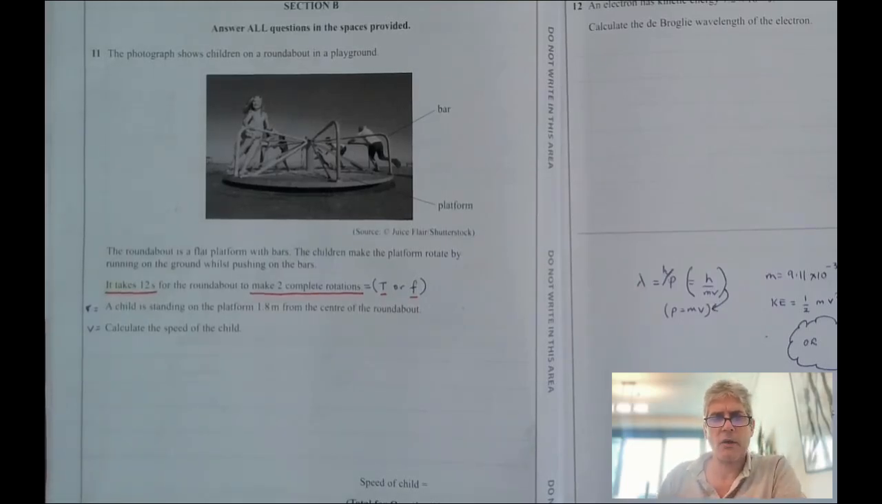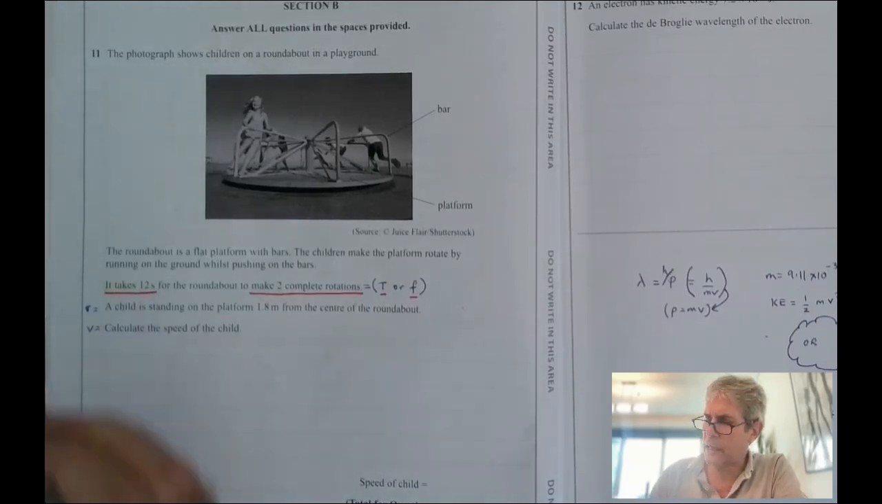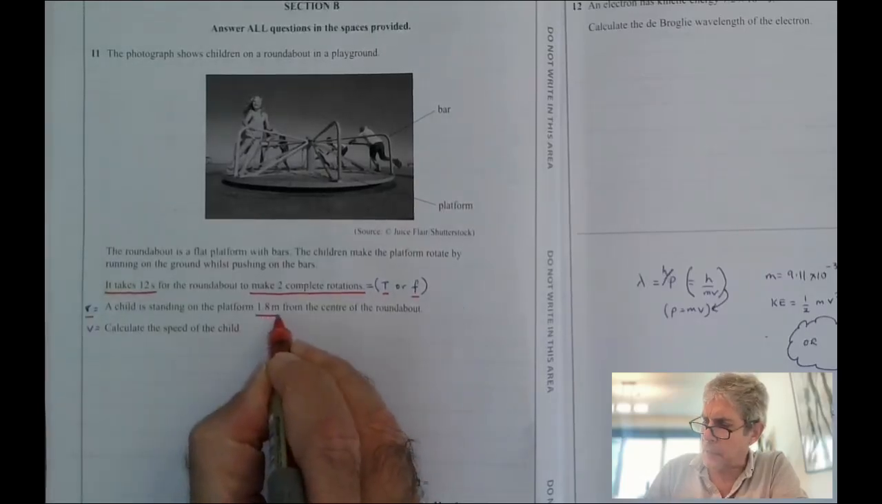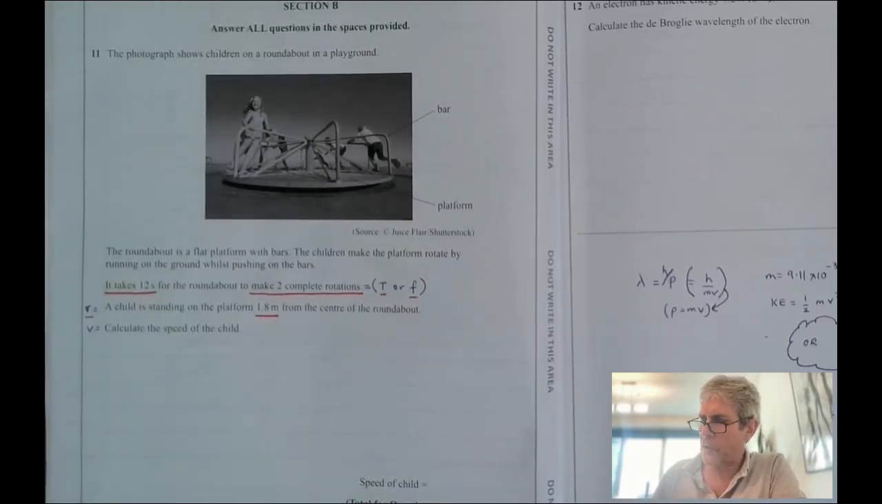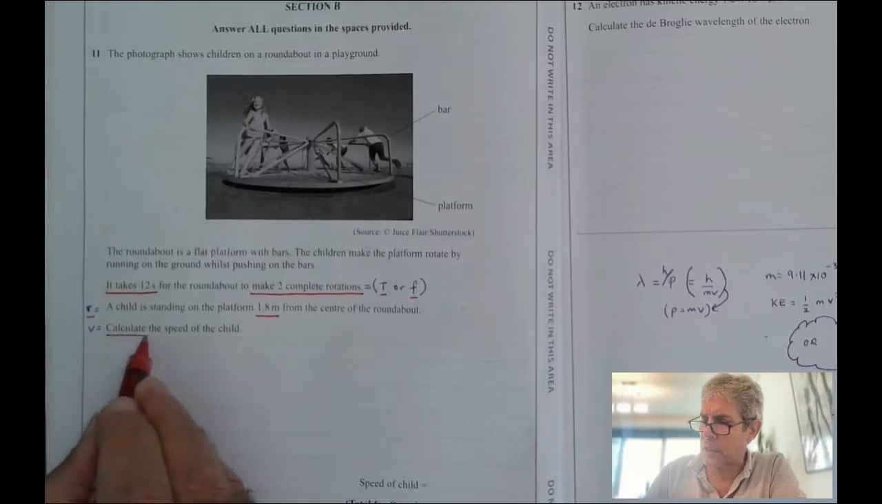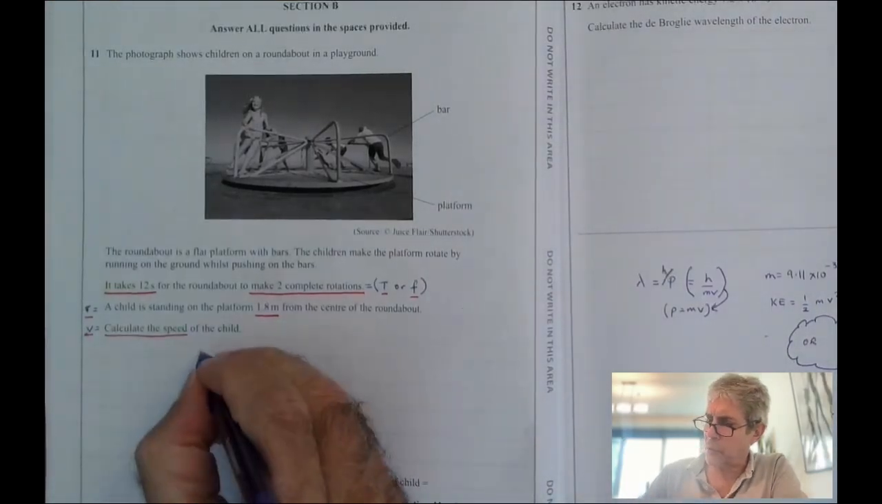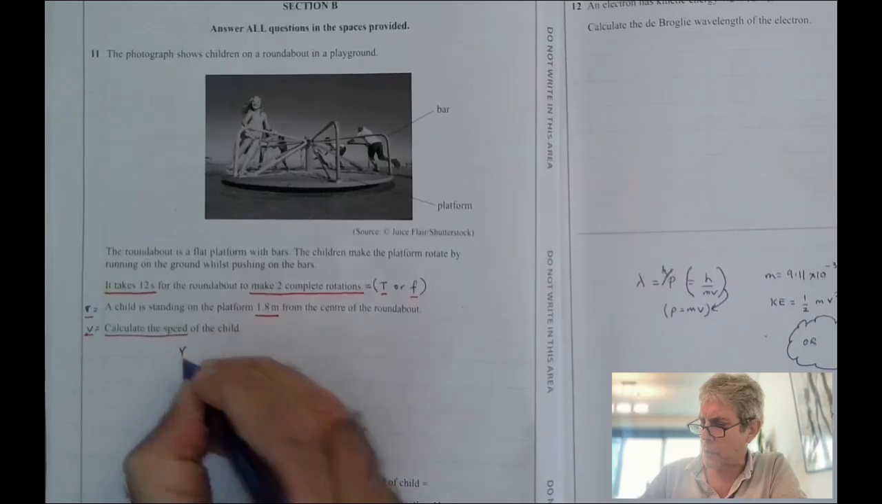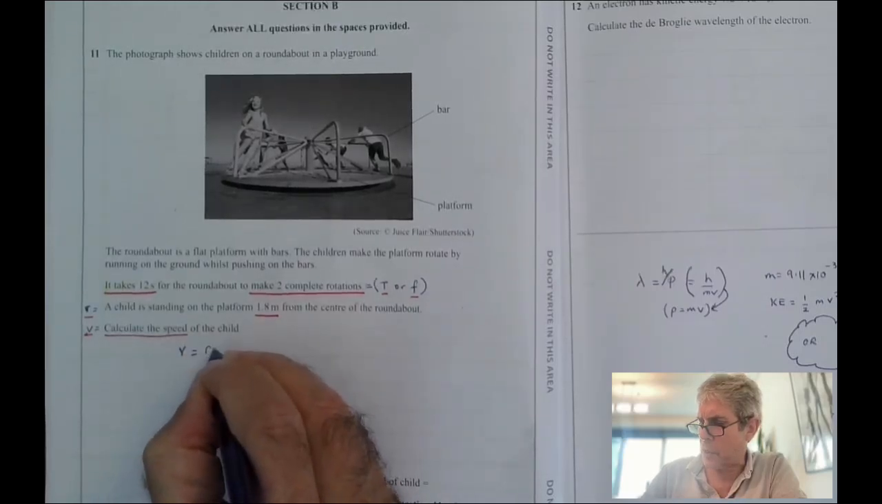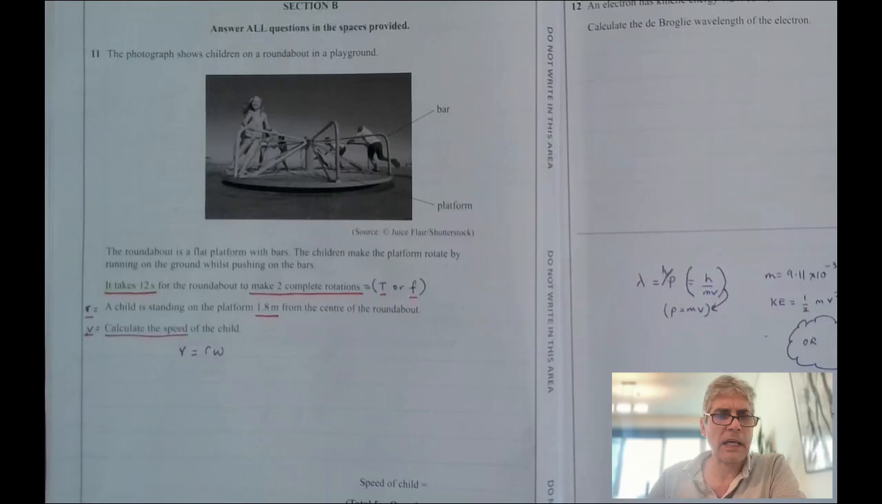A child is standing on the platform 1.8 meters from the center of the roundabout. So that's telling us that r is 1.8 meters for the girl. Then they want us to calculate the speed of the child, v. So what equations do we need to use? To work out the speed of the child, we would need to use v equals r omega in rotational mechanics.